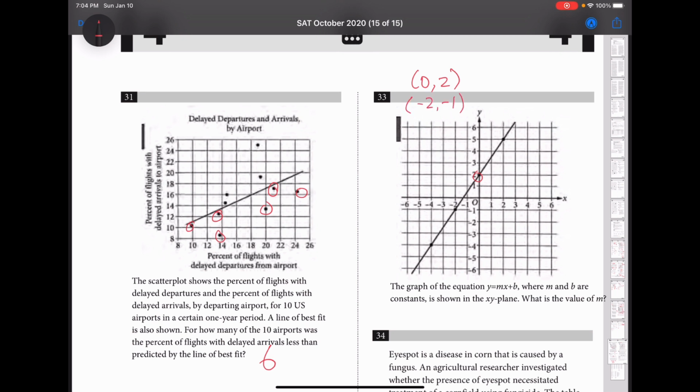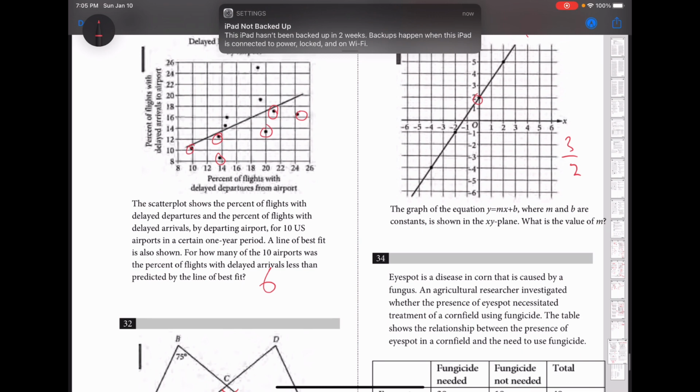To find the slope of the line, you do change in y over change in x. So the change in y would be 2 minus -1, over 0 minus -2. Sorry, it should be 0 minus -2, so it should be 3 over 2. So the slope is equal to 3 over 2.